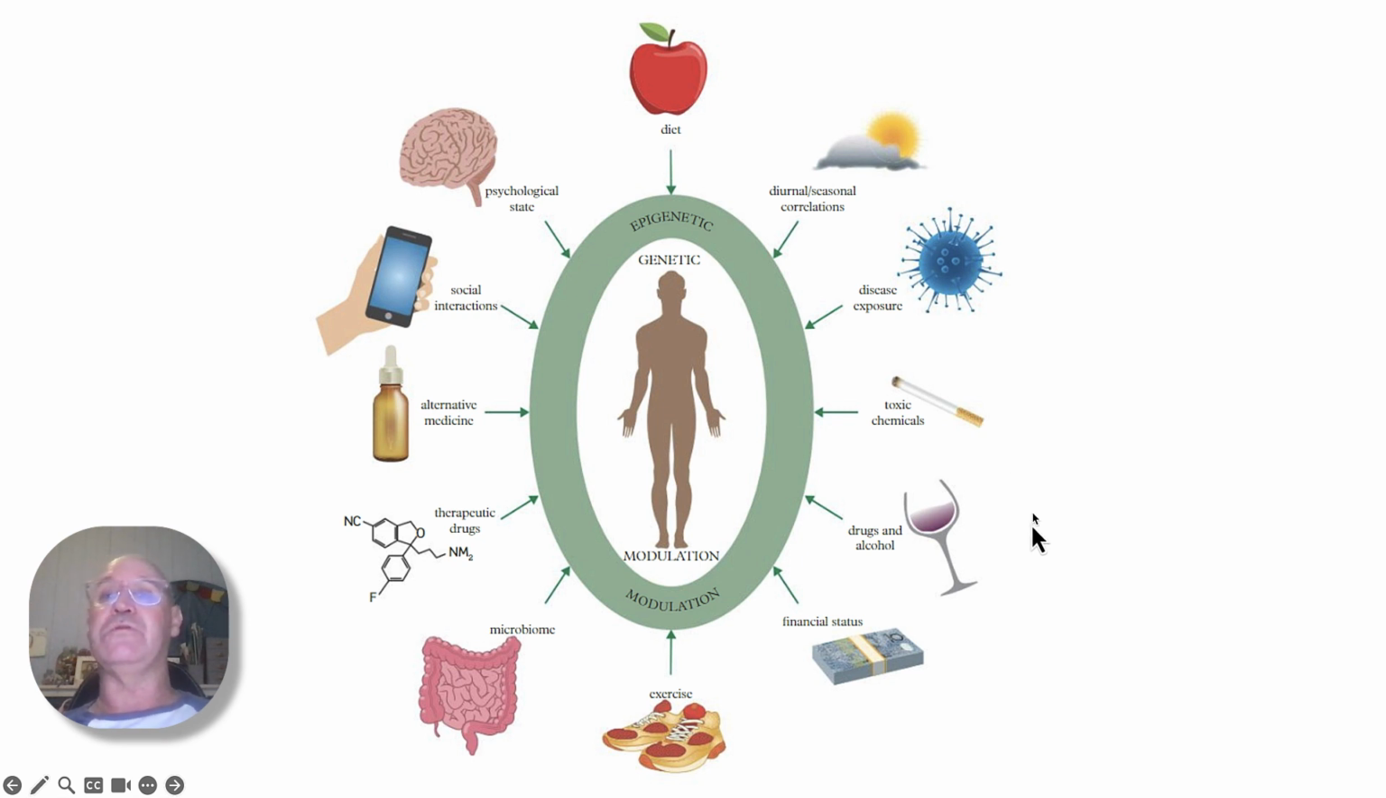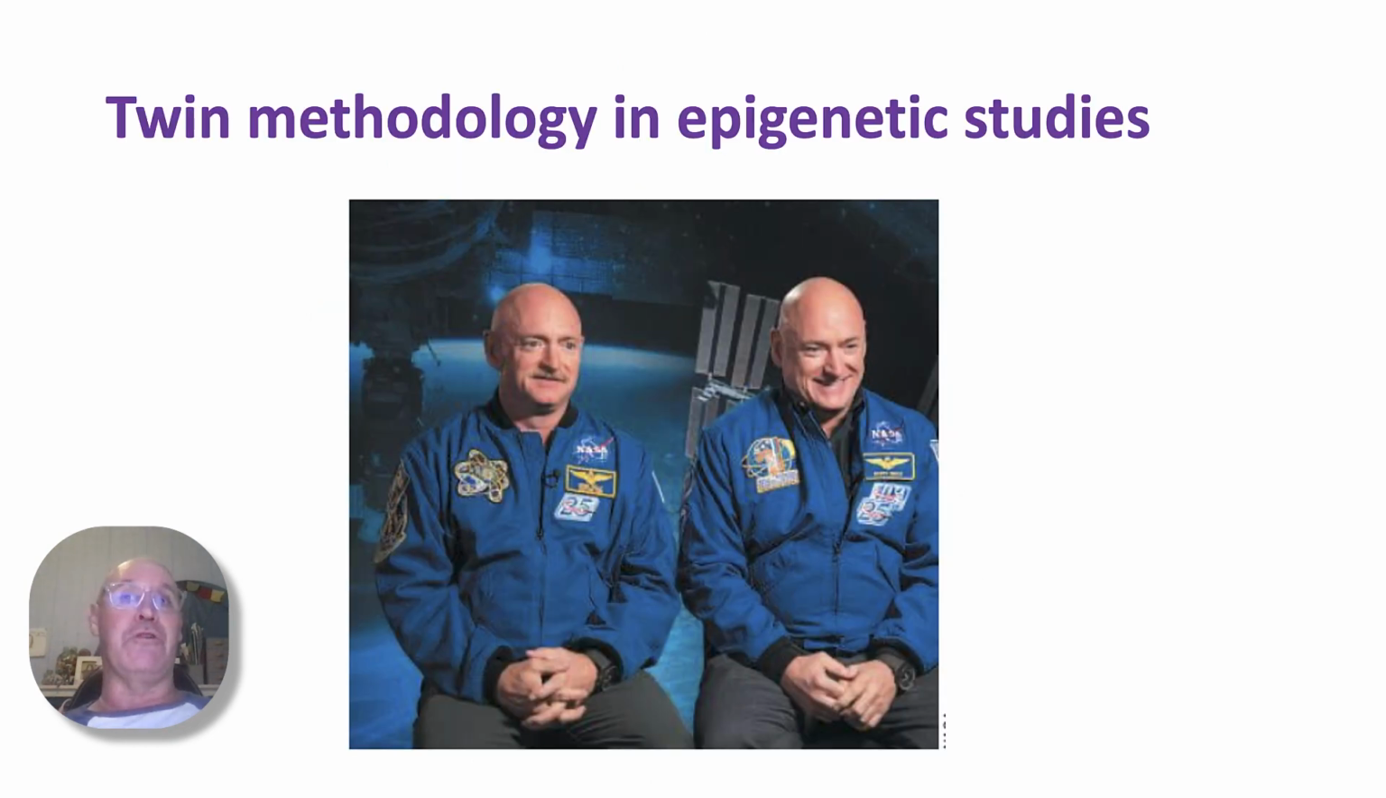So there's a whole range of different epigenetic factors relating to diet, time of year, disease, toxins like chemicals and drugs and alcohol, your financial status. Other things include exercise, your microbiome and your gut, socializing, your psychological state, alternative medicine, and obviously therapeutic drugs. So this is a great opportunity in terms of the future of therapeutics, in terms of how diseases can be managed.